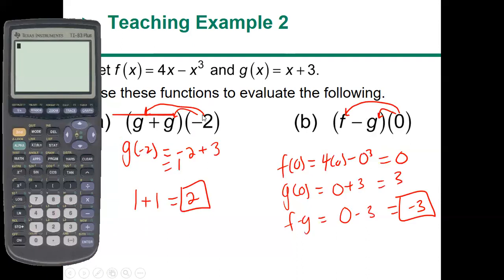Yes. So the number is telling you what you're substituting into the function. That's function notation, substituting in. And when I substitute that in, I get a value. And then this tells you what operation you're doing. So this says I'm going to add that value together. So I had 2 G's. That means G of -2 is 1. So I add 1 plus 1.